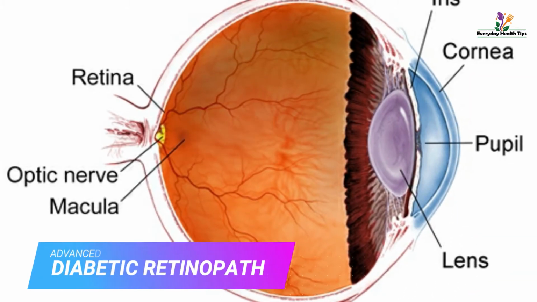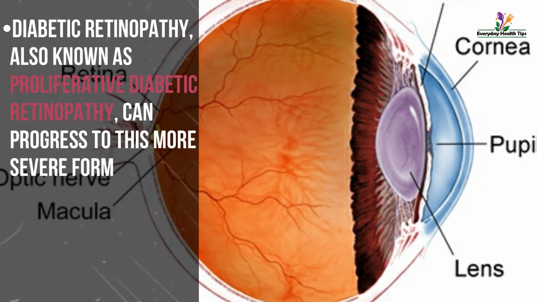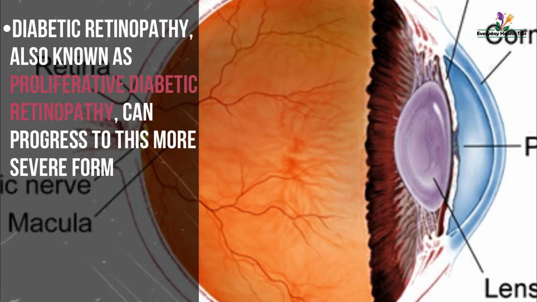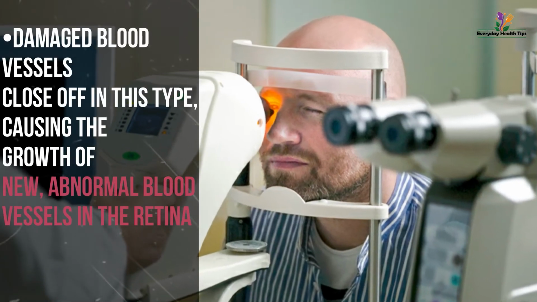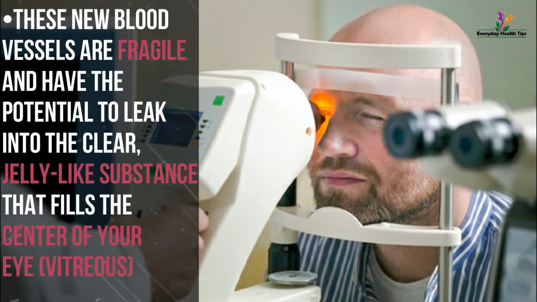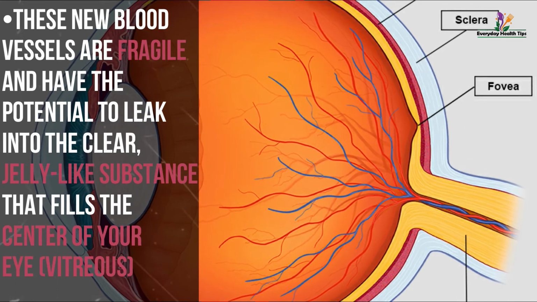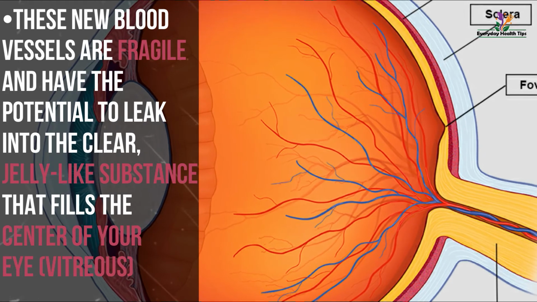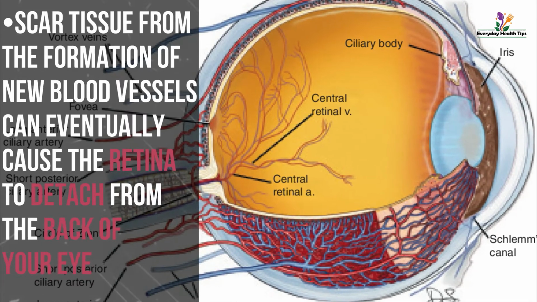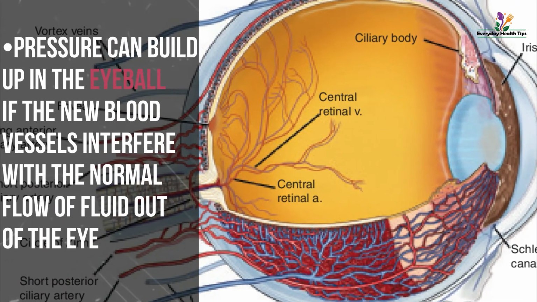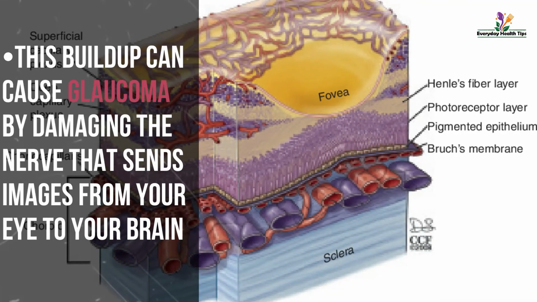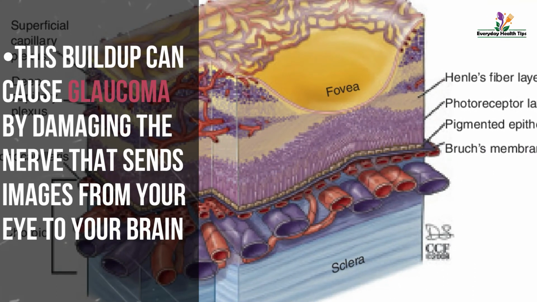Two, advanced diabetic retinopathy. Diabetic retinopathy, also known as proliferative diabetic retinopathy, can progress to this more severe form. Damaged blood vessels close off in this type, causing the growth of new, abnormal blood vessels in the retina. These new blood vessels are fragile and have the potential to leak into the clear, jelly-like substance that fills the center of your eye, the vitreous. Scar tissue from the formation of new blood vessels can eventually cause the retina to detach from the back of your eye. Pressure can build up in the eyeball if the new blood vessels interfere with the normal flow of fluid out of the eye. This buildup can cause glaucoma by damaging the nerve that sends images from your eye to your brain.